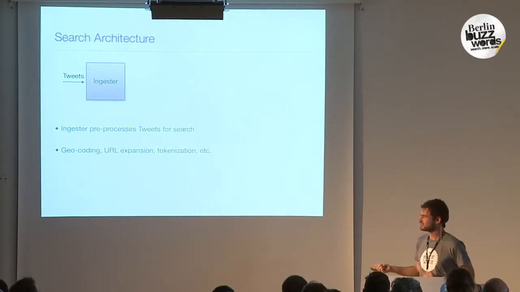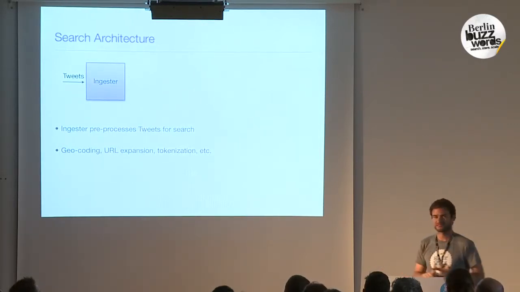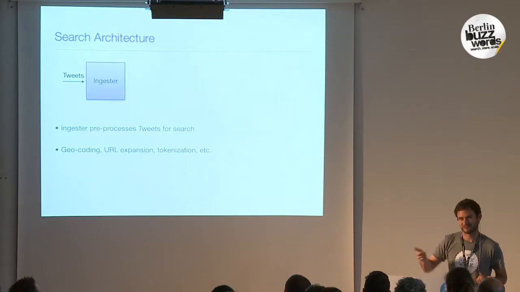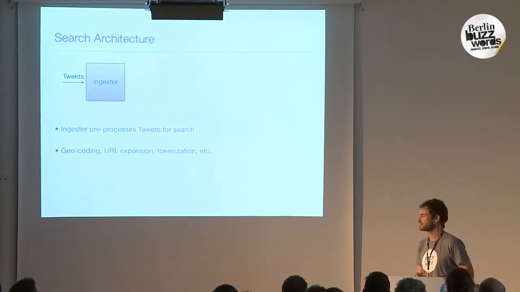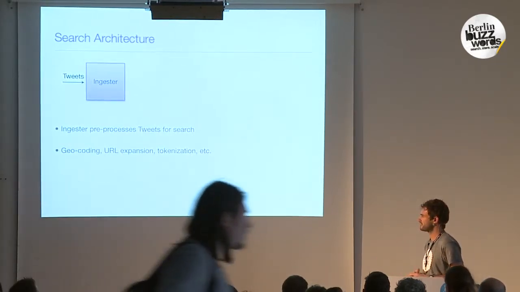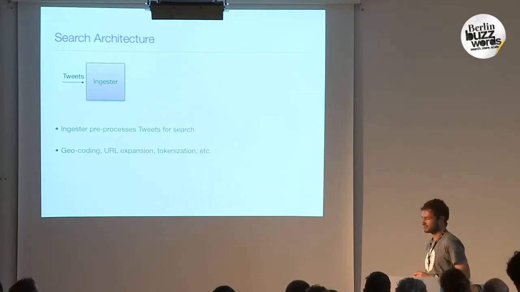The ingester pre-processes tweets and it does stuff like URL expansion. So if you, for example, have bit.ly links, then we fetch the redirects of those links and we tokenize and normalize words and all that kind of stuff.